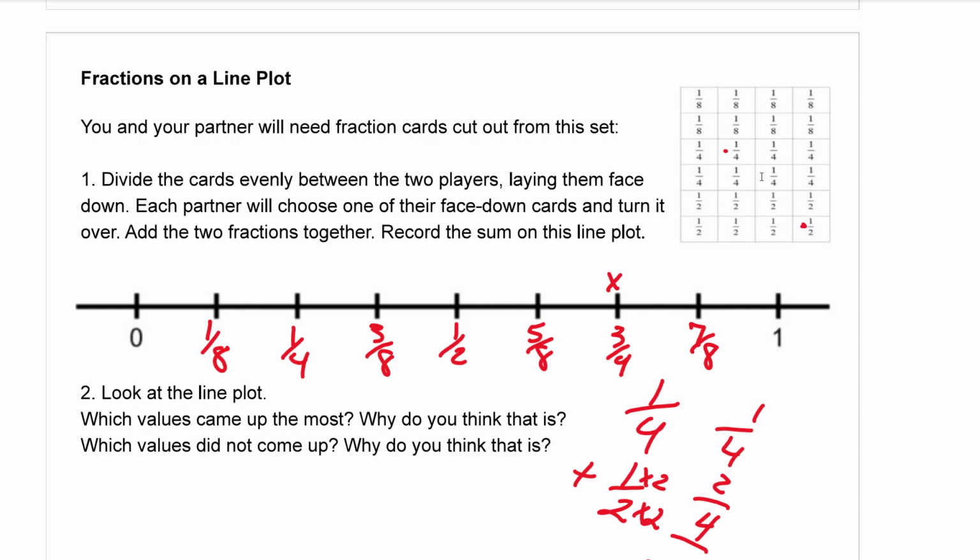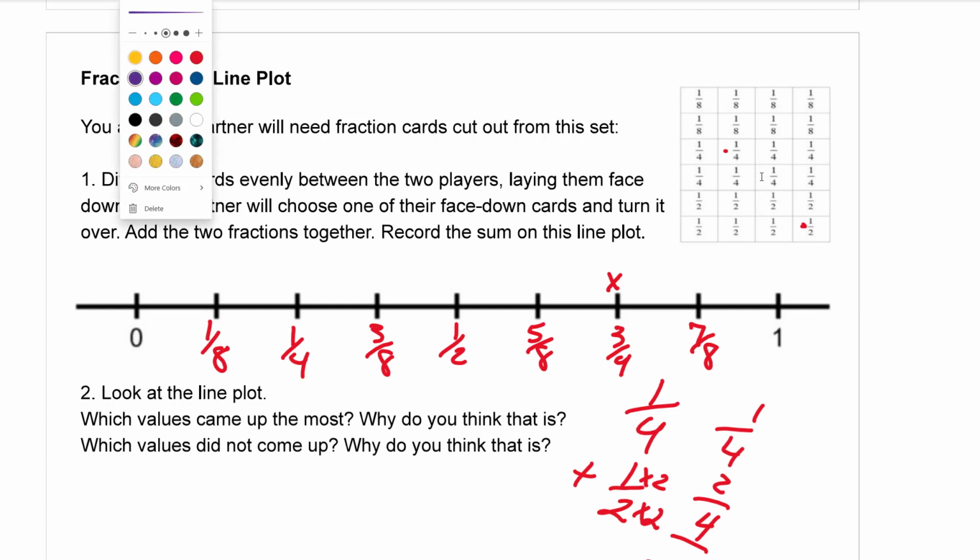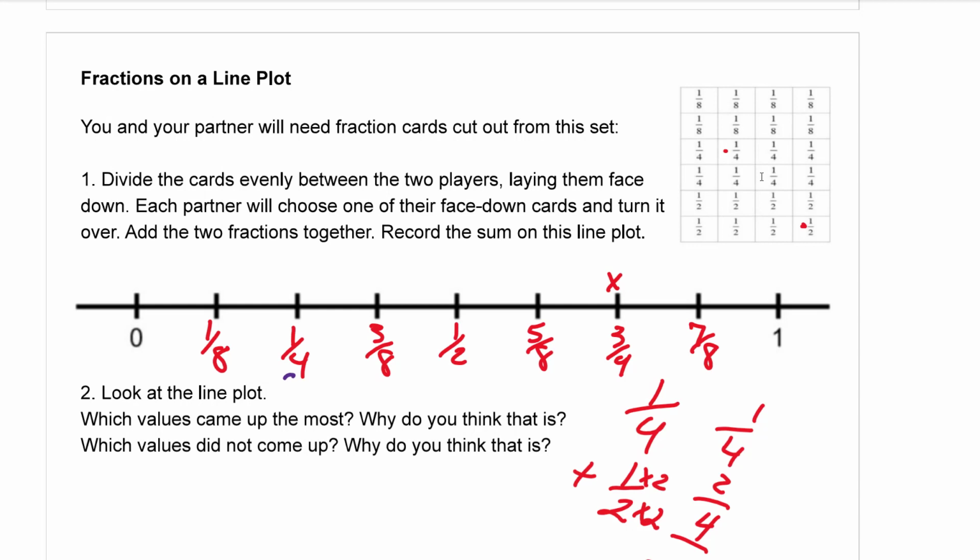So you know what? I'm going to do this down here. I'm going to use a different color, and I want to go ahead and mark that down here. This is 1/8. This is 1/4, but it's also known as 2/8. 3/8. This is 1/2, but it's also known as 4/8. 5/8. This is also known as 6/8.